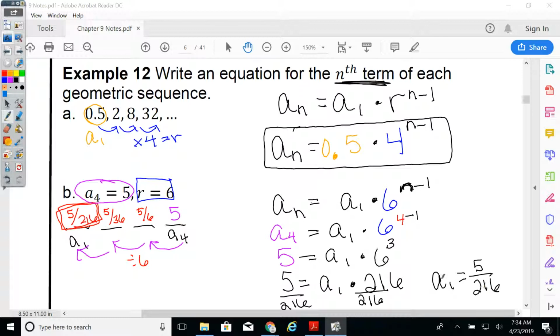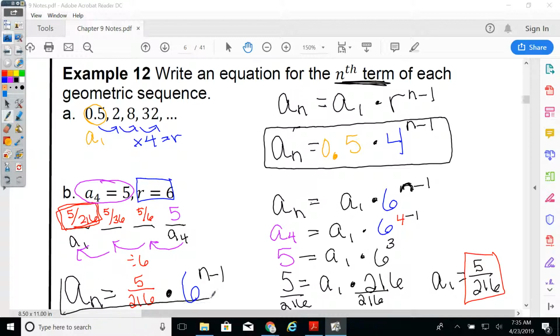So again, that's the way to solve it algebraically. Don't forget your equation part. So the equation is A sub n equals, we found the A1 value to be 5/216, times R, which is 6, and we leave it as n-1 as our equation. So that's the final answer there. But again, here we actually had to solve for it before we were able to get that equation for A1.